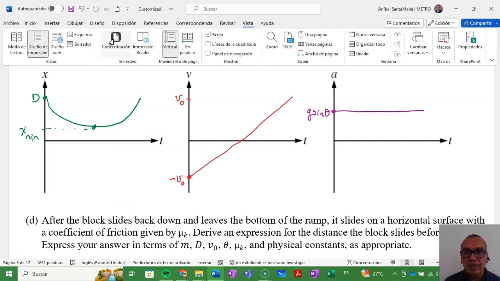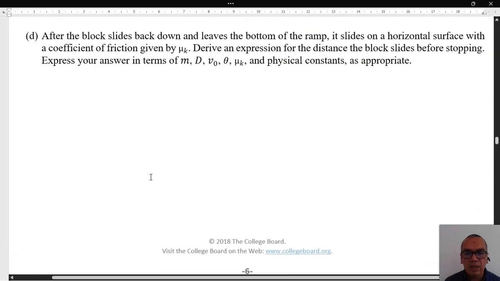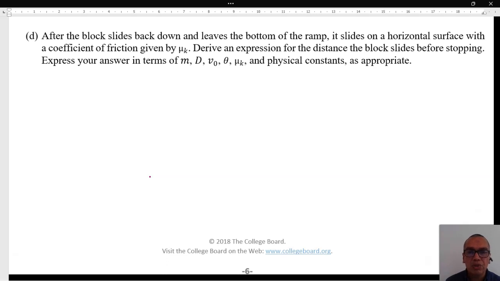And now they want to discuss something a little after the object moved down the ramp. After the block slides back down and leaves the bottom of the ramp, it slides on a horizontal surface with a coefficient of friction given by mu k. Derive an expression for the distance the block slides before stopping. Express your answer in terms of mass, initial position, initial speed, theta, mu k, and physical constants as appropriate.